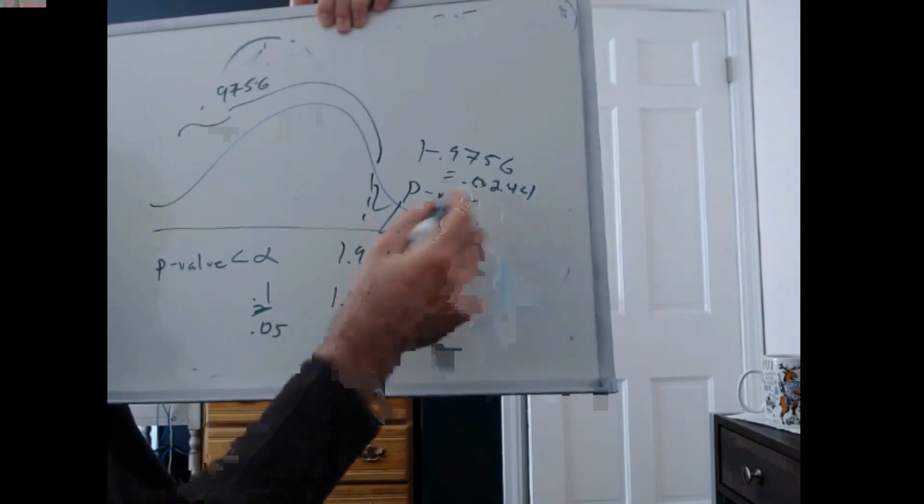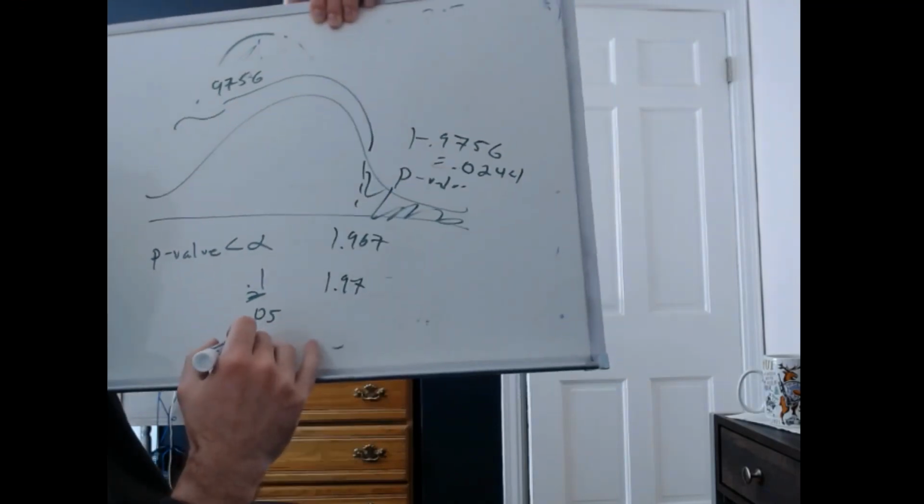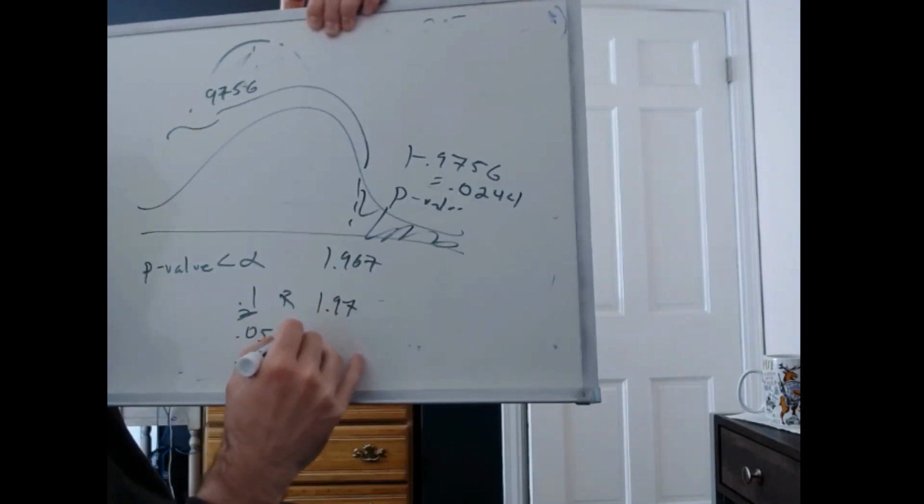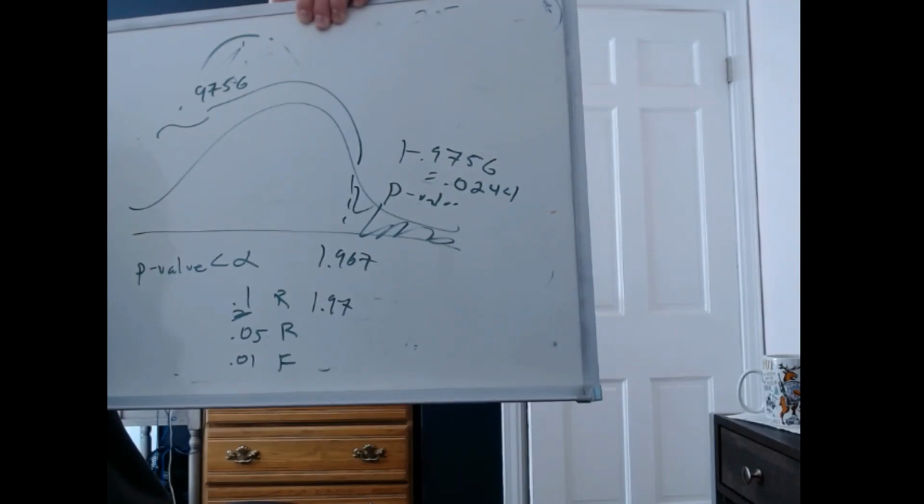Is it less than 0.05? Yes, so I reject at the 5% level. Is it less than 0.01? No, so I would fail to reject. So: reject, reject, and fail to reject. Okay.